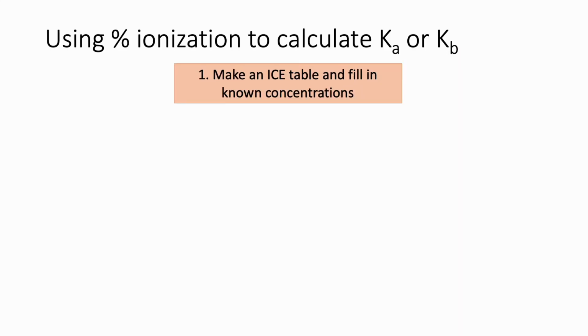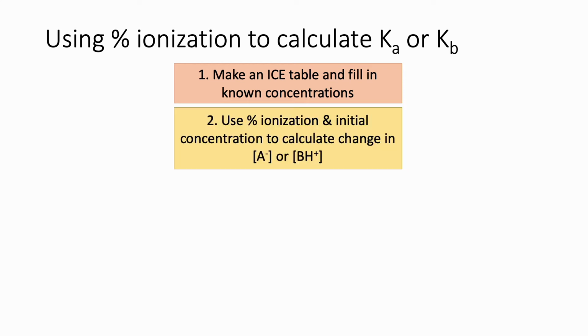So of course, because it tells us about the strength of an acid or base, it is linked to Ka, or when we get around to doing bases, you'll see it also is linked to Kb. And to figure out what the Ka or Kb is from the percent ionization, we're going to start, as we always do, with an ice table. And we'll fill in the known concentrations. Then we can calculate the change in whatever our ionized species is, either the conjugate base of our acid or the conjugate acid of our base.